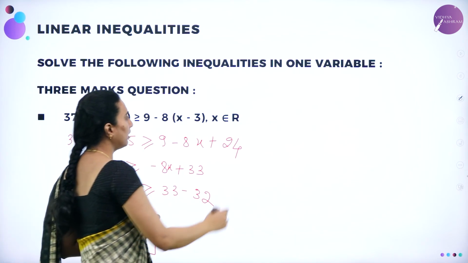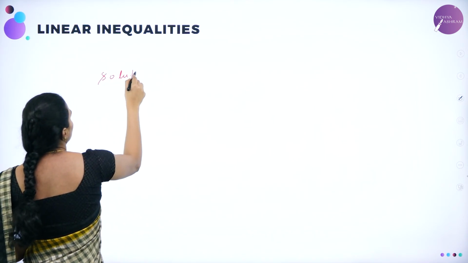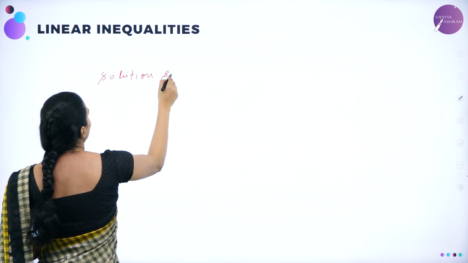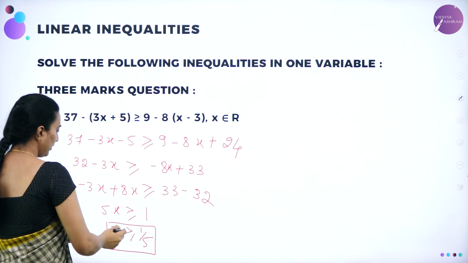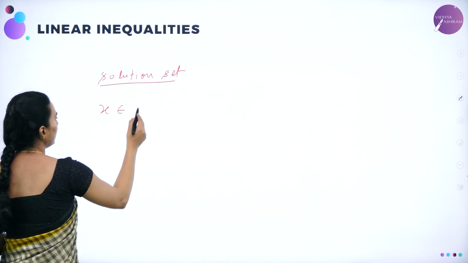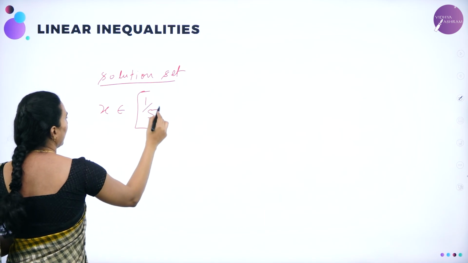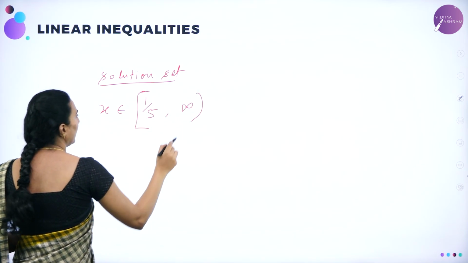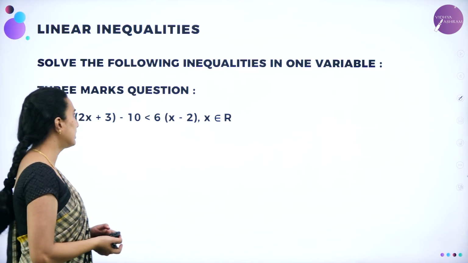Now x is greater than or equal to 1 by 5, which means the solution set can be written as x belongs to, now they have given greater than or equal to, we got the solution. So 1 by 5 is included, with the square bracket I'm writing, comma, infinity excluded. This is the solution set we are going to have. We'll move on to the next question, dears.